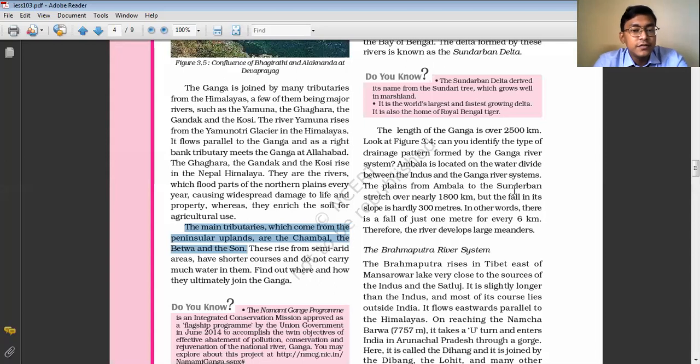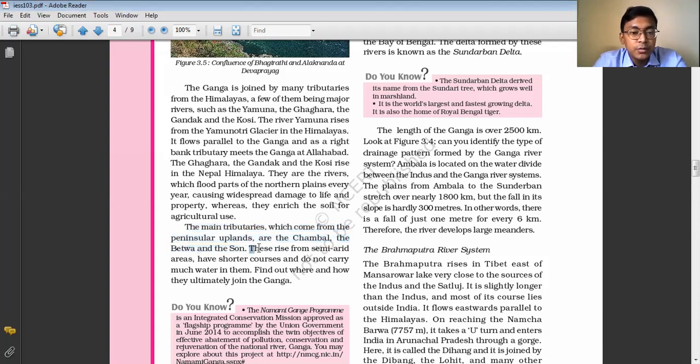These rivers, the Chambal, the Betwa, and the Son, originate from a semi-arid area, so they do not have a huge supply of water, and they do not have a longer course. They have a shorter course. They flow for a few kilometers and they join the river Ganga.